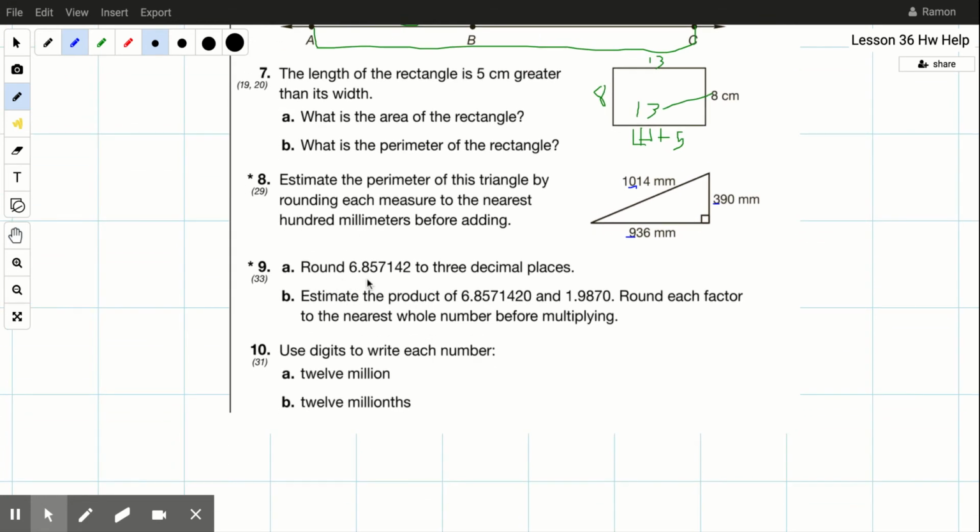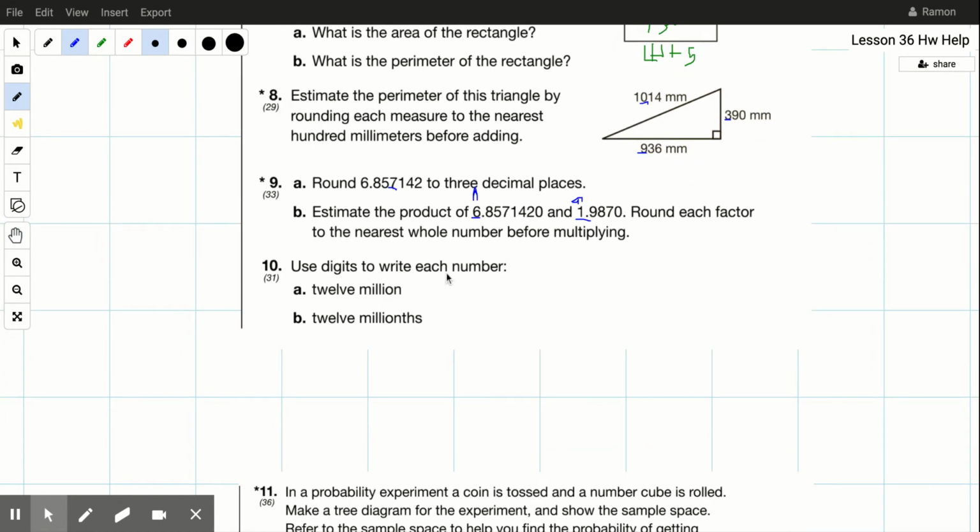Number 9, round this number 6.857142 to 3 decimal places. So this is the thousands place. And then for B, it's asking us to estimate the product. We have to round each factor to the nearest whole number. So make sure you round it to the nearest whole number. You want to look at the number on the right. Since this is bigger than 5, we're going to round this up. Remember that we're going to have whole numbers to multiply.